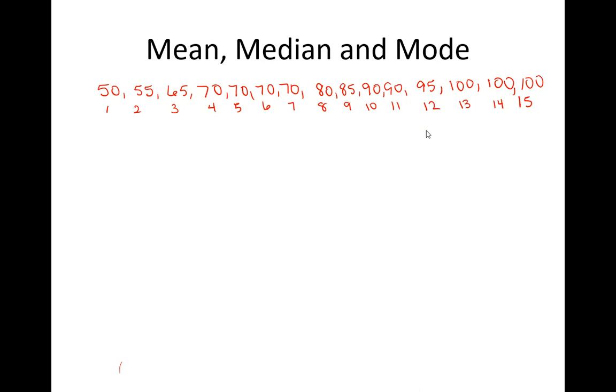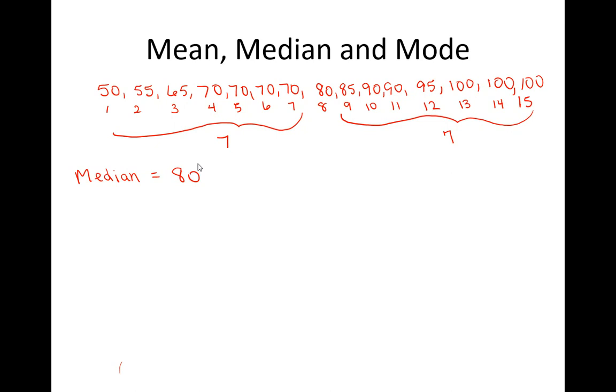If I have 15 values, it's an odd number. If I subtract 1, half of 14 is 7. So I know there's 7 values below. That's the first 7 values. And there's 7 values above the median. Right there is the median. The median, in this case, is equal to 80. If I said the median score is 80, you know that half the students made above 80 on the test and half of the students made below 80 on the test.